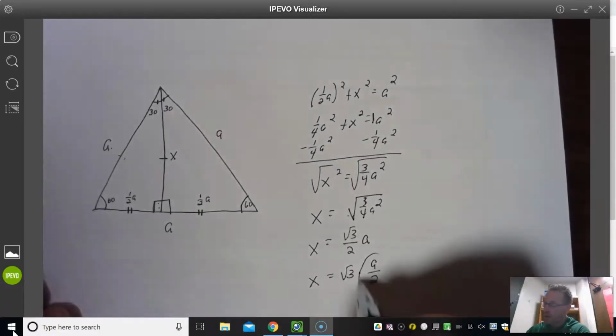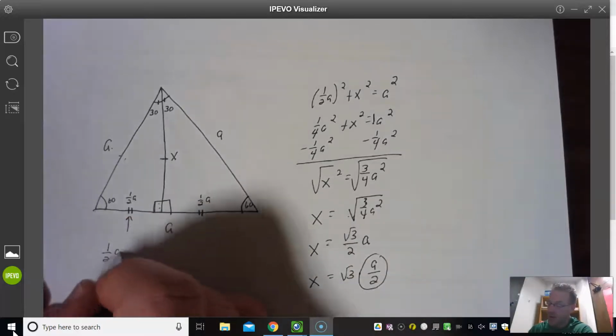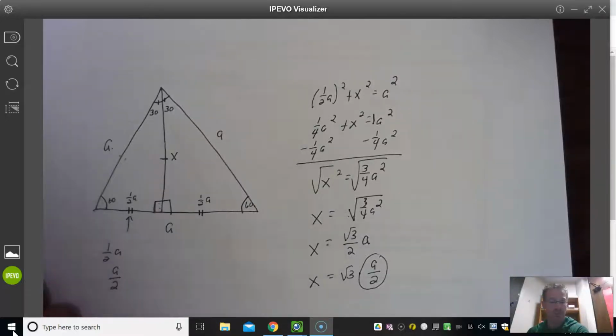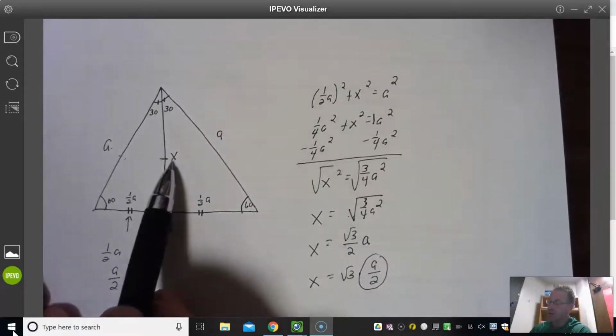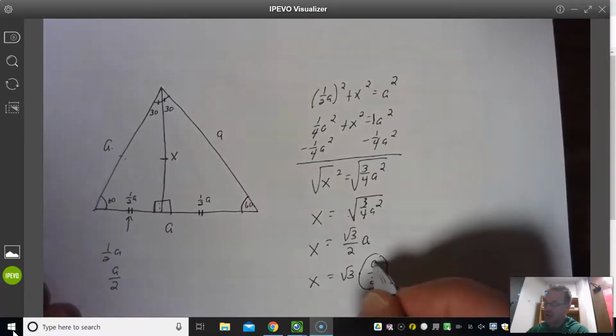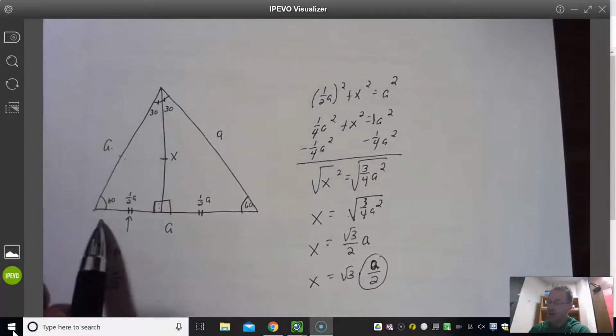Well, A over 2 is really this side here, because if I take 1/2 A, I could really write that as A over 2. So notice the side opposite 60 is root 3 times larger than the side opposite 30. So that's an A, not an I. So there we go, A. Now let's just summarize here.